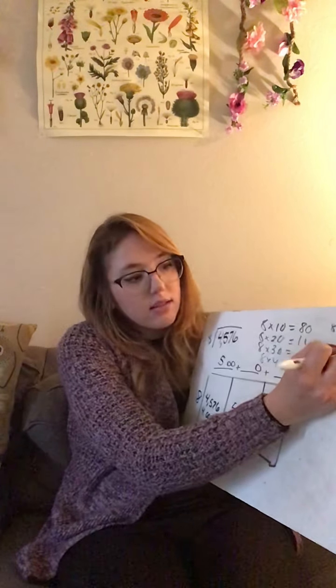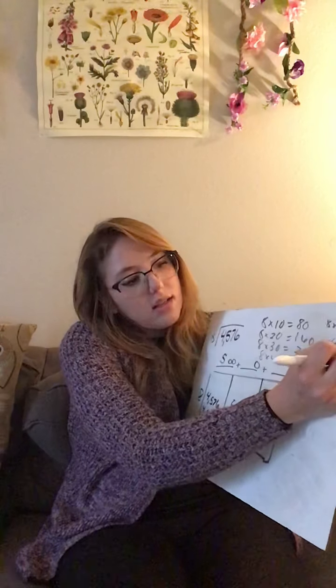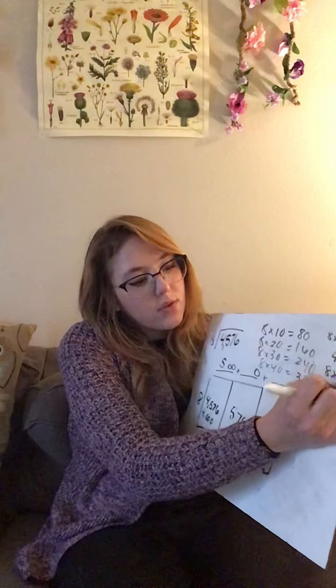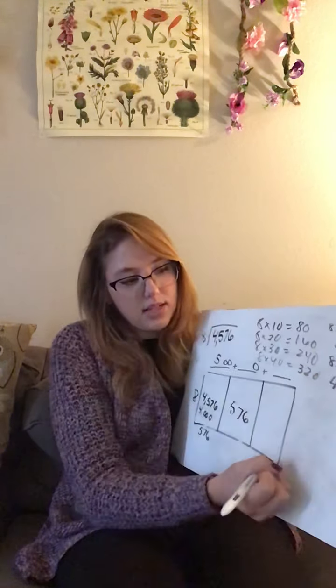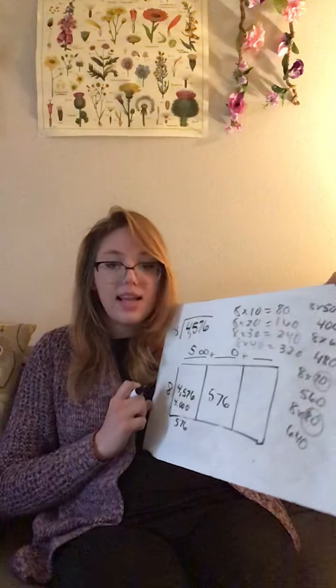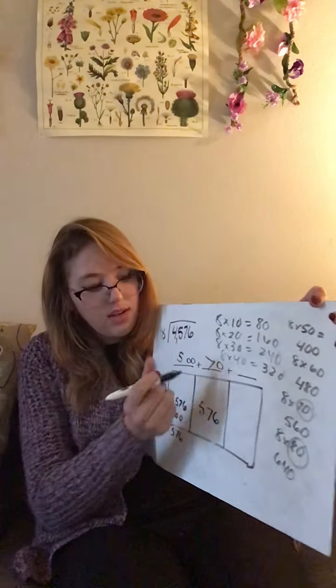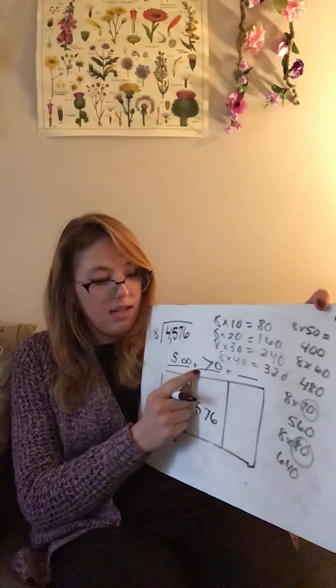We're getting there. 8 times 60. 6 times 8 is 48 with a 0, so that's 480. 8 times 70. 8 times 7 is 56 with a 0 is 560. That's real close. Let's see if I can go any closer or if I'm too big. Let's try 8 times 80. That's too big, so I have to do 70 is my closest. 8 times 70. We write our 7 up here, so we have 70.